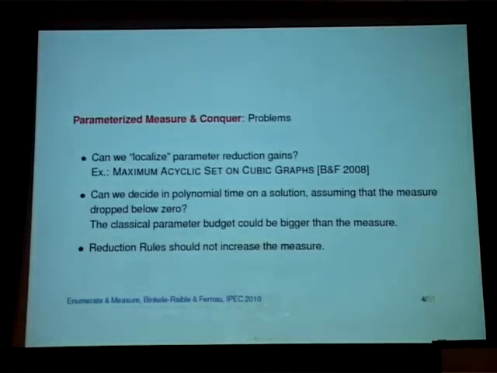So our very first attempt to use some kind of genuine measure and conquer analysis for a parameterized branching algorithm was on maximum acyclic subgraph on cubic graphs. And there, if you think about it for some seconds, you can really see that the parameter is not very small, to be honest. So you can localize where you can move on your budget, in the classical fashion of measure and conquer.